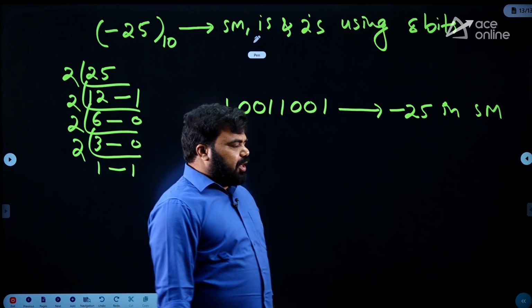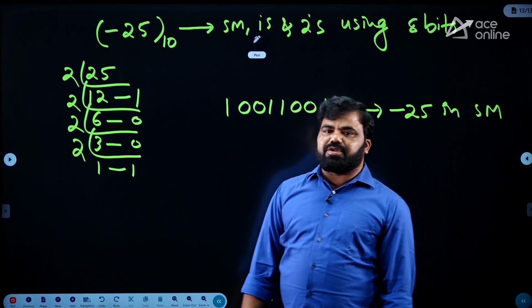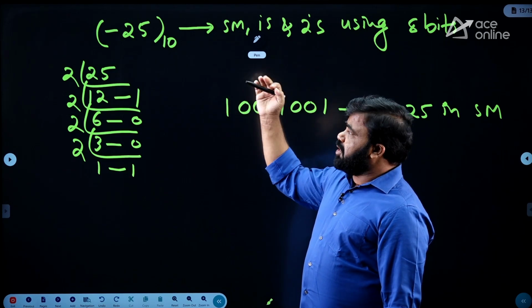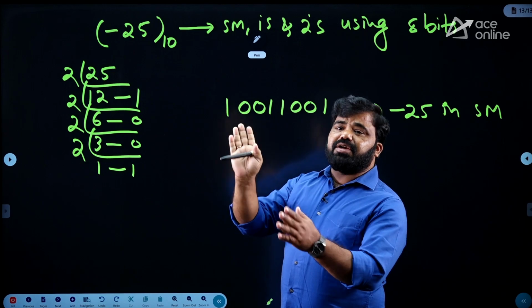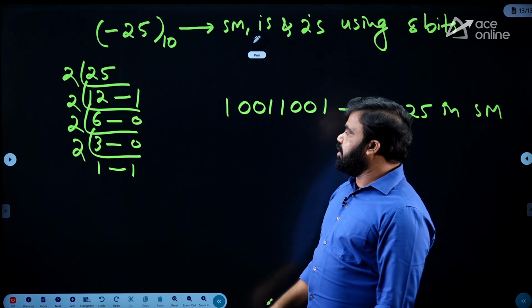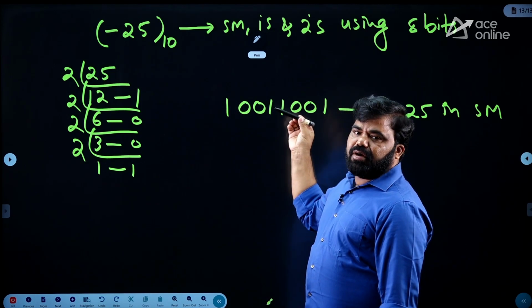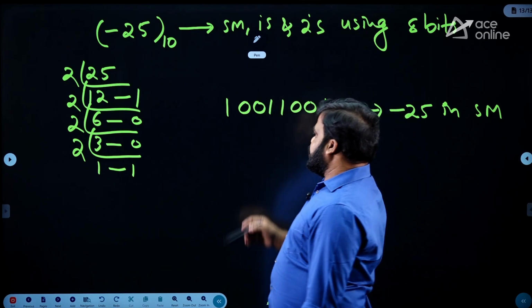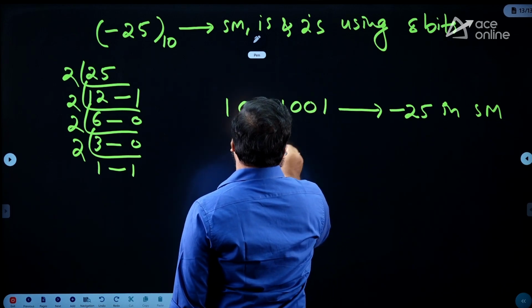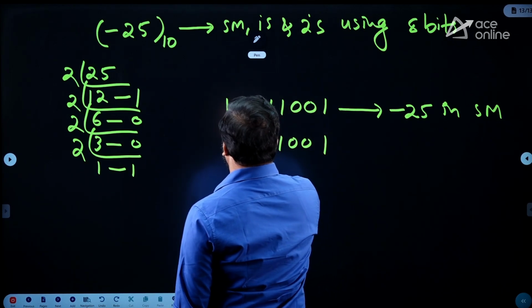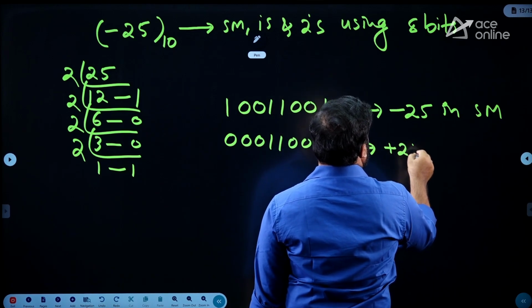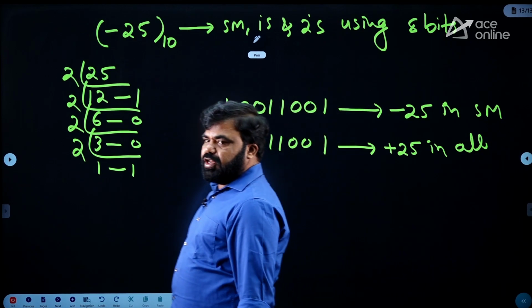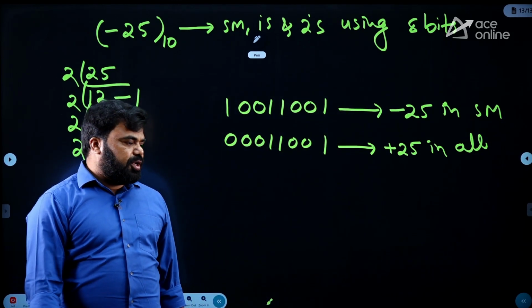Another thing: getting 1's complement and 2's complement representation can be done directly by representing using the minimum number of bits and extending the sign bit, which is one possibility. The second possibility is by representing a positive number and taking complements to get a negative number. So 0 0 1 1 0 0 1, making MSB 0, becomes plus 25 in all 3 representations.